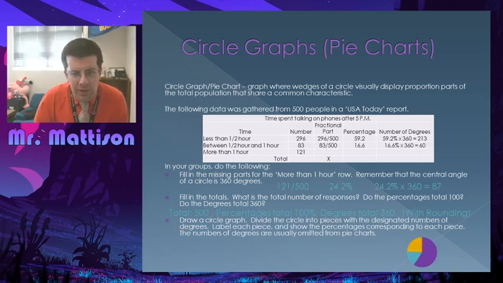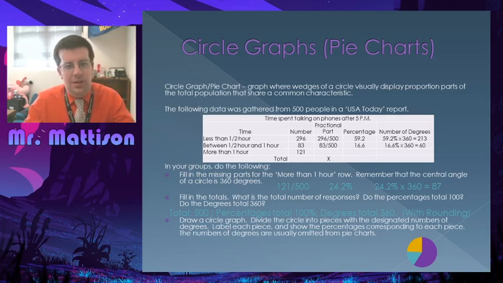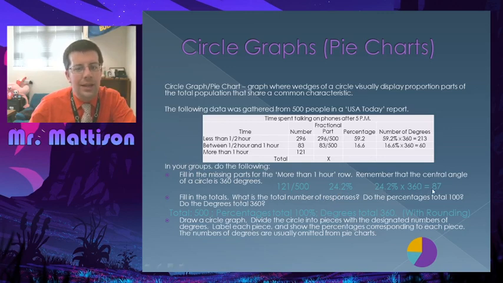Okay, so we did that, and we get these. So you get 121 out of 500, 24%, and then 87 degrees thereabouts. So there was a total of 500 people. The percentages should total 100. Occasionally you'll get like 99.9 because of rounding errors.